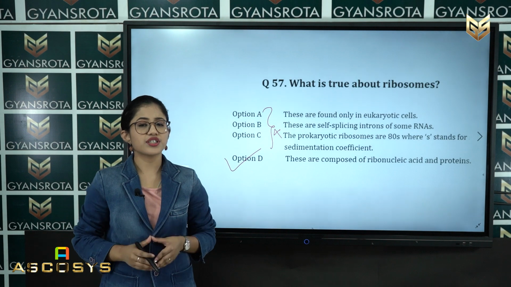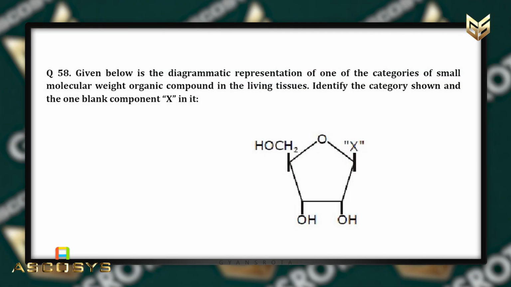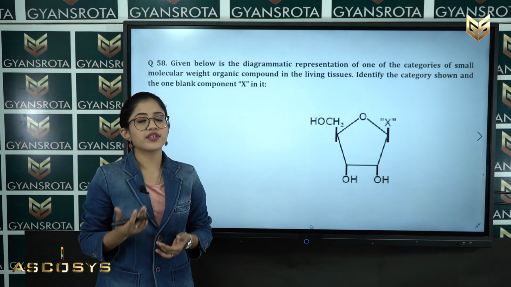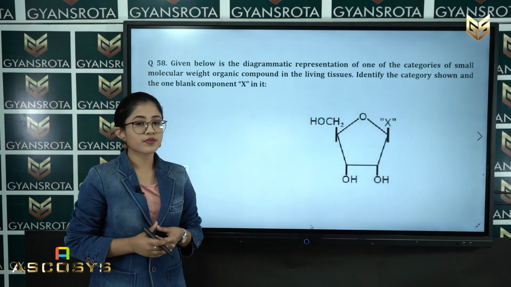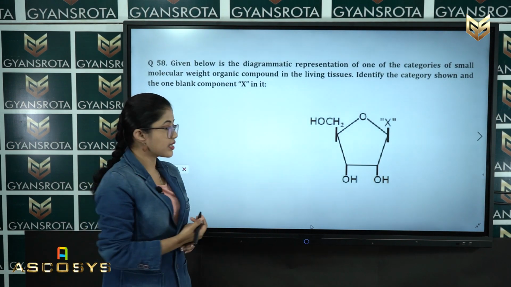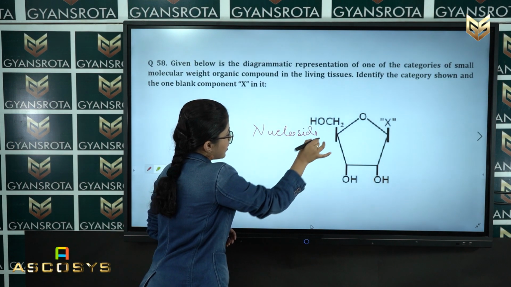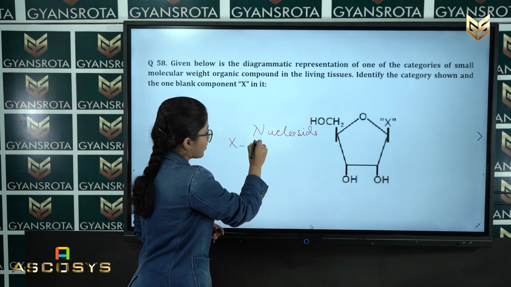Now let's see the next question, that is question number 58. Given below is the diagrammatic representation of one of the categories of small molecular weight organic compound in the living tissue. Identify the category shown and the one blank component X in it. So student, this is the figure you have already got in the chapter biomolecule. So what is this category? This is nucleoside, right? And the X component is the uracil.